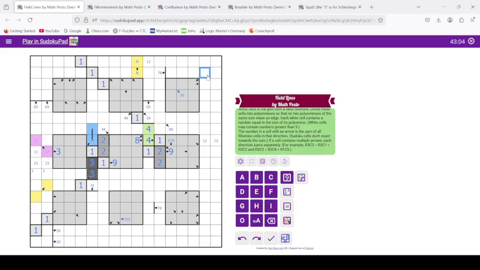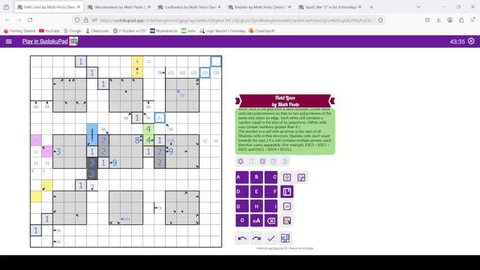Most likely this being a 1. How can this be a 1? This is minimal 7. That's true. Let's just pretend this doesn't exist. Let's do it from here first.